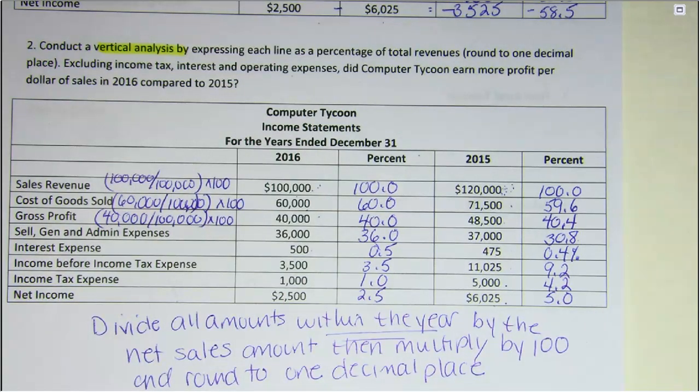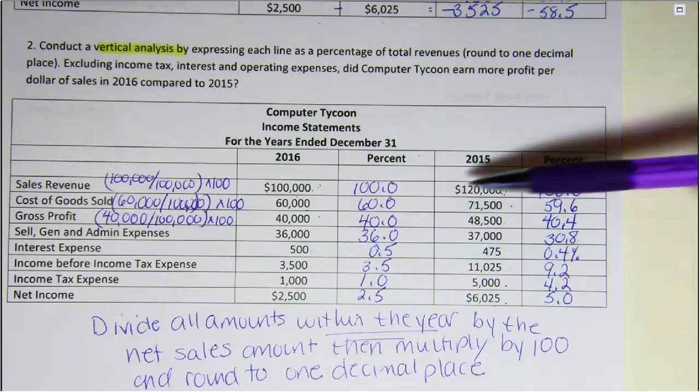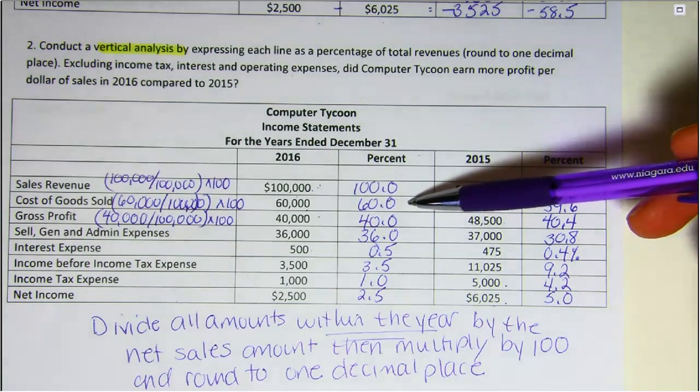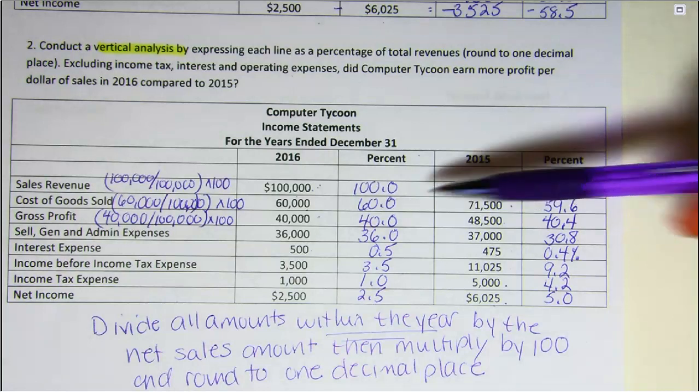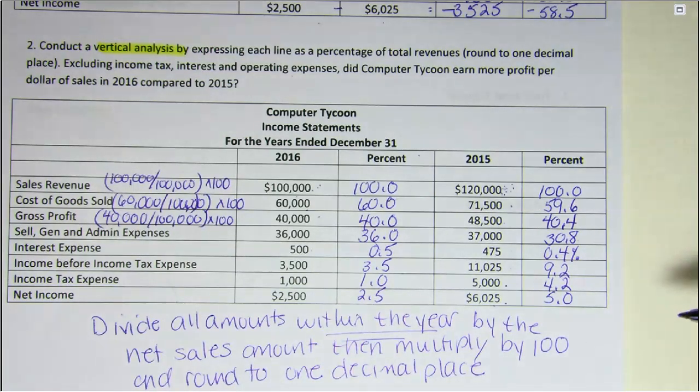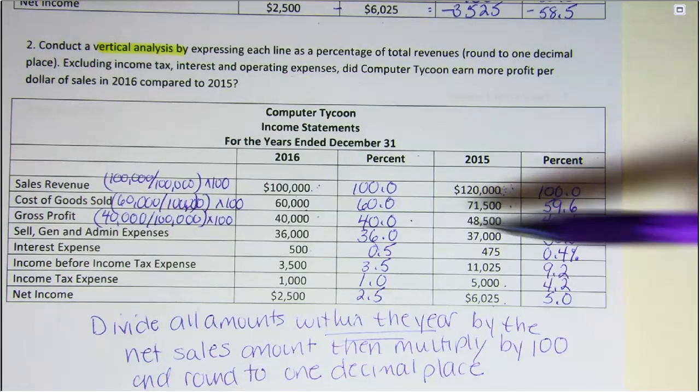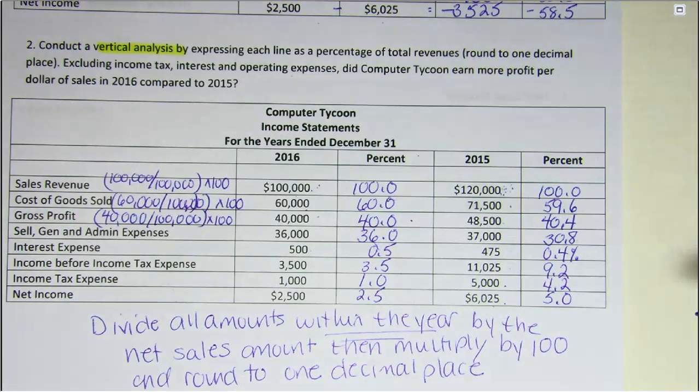So let's take a look now at some observations we can make. In 2015, the cost of goods sold was 59.6% of every sales dollar. It rose to 60% of every sales dollar. In other words, it rose 0.4%. So costs were going up as a percent of every sales dollar. The gross profit then went down as a percent of every sales dollar. It went down by 0.4.